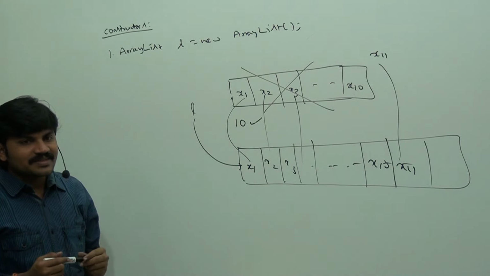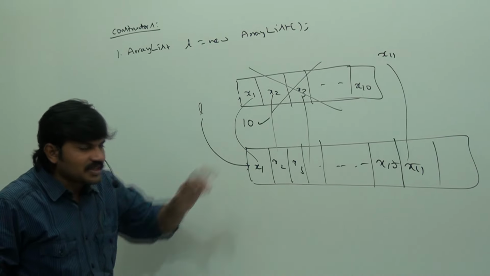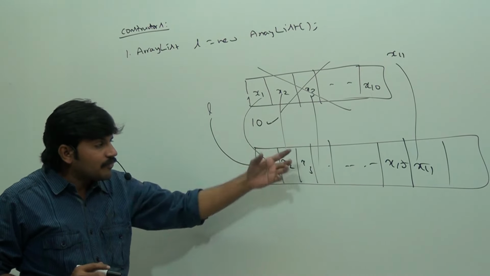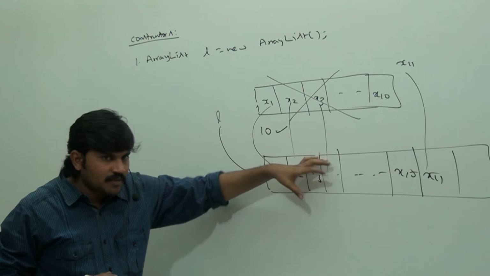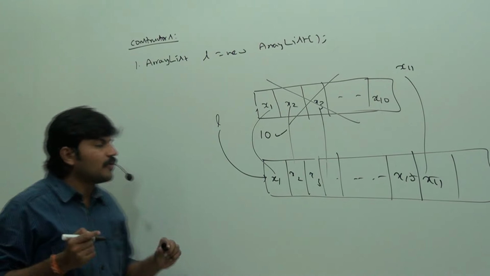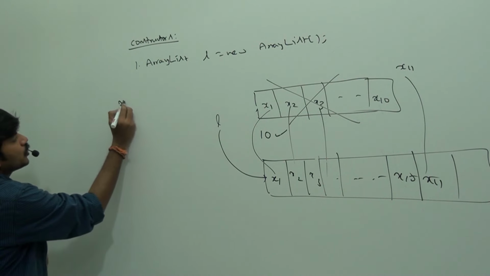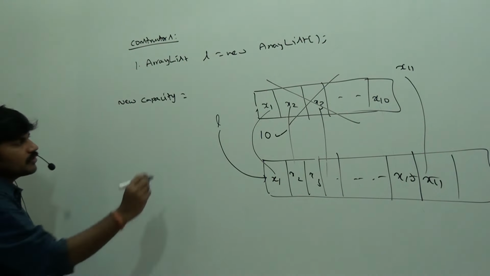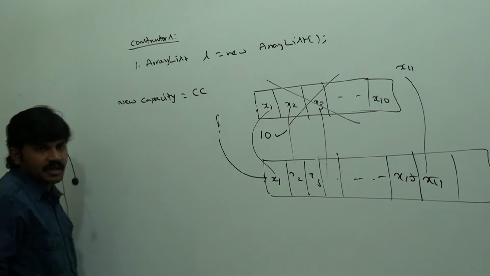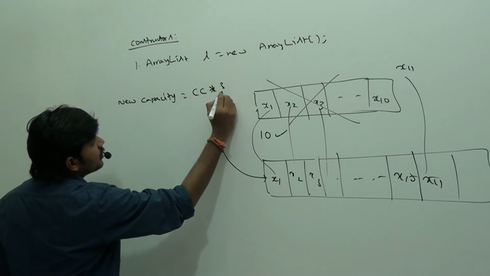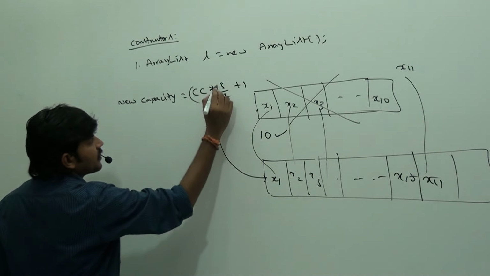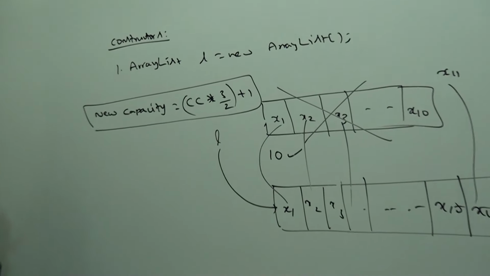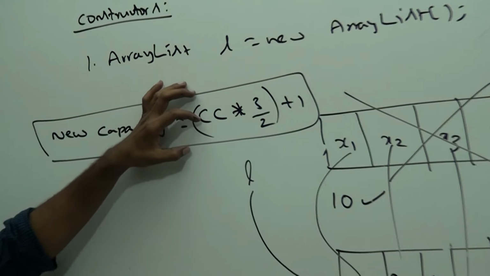But now my doubt is: what is the new capacity of this ArrayList? The default initial capacity is 10, but what is the capacity of this newly created ArrayList? The new capacity is equal to current capacity * 3/2 + 1. Current capacity into 3 by 2 plus 1. This is the formula followed by some people, right? Is it clear for all of you?